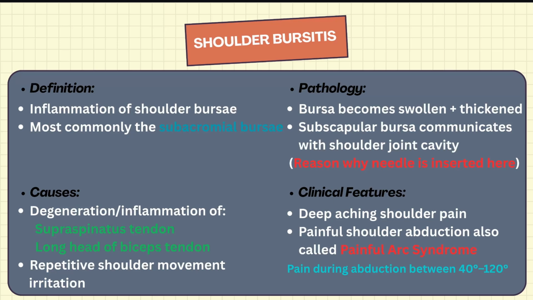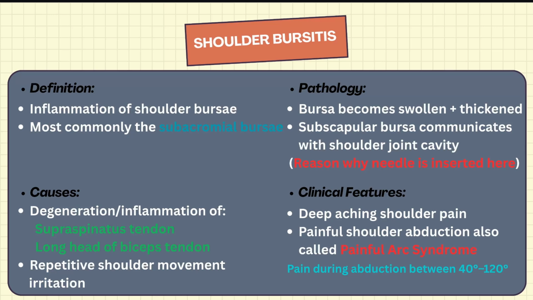An important point to cover over here is that the subacromial bursa communicates with the shoulder cavity. Because of this communication, we do an injection to this area to have access to the joint. Now, what causes shoulder bursitis? Most commonly it is due to degeneration or inflammation of one of two tendons, either the supraspinatus tendon or the long head of the biceps tendon. Another cause is that repetitive shoulder movement can cause this irritation.